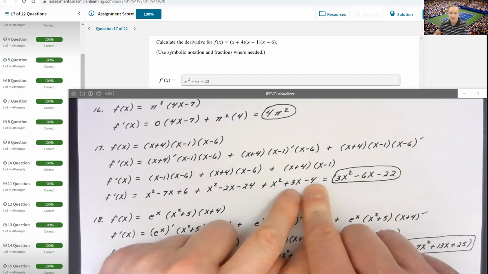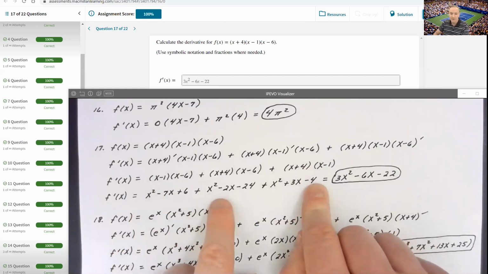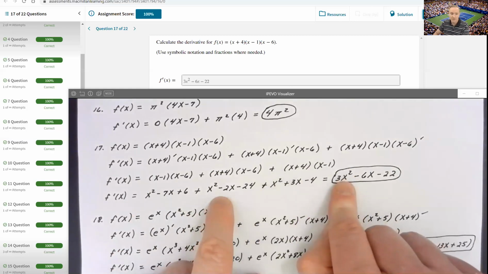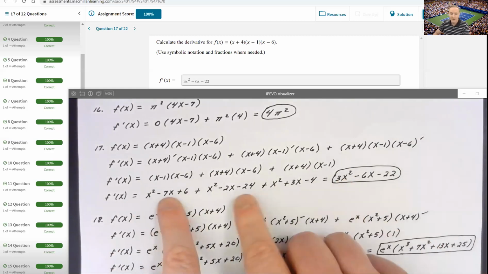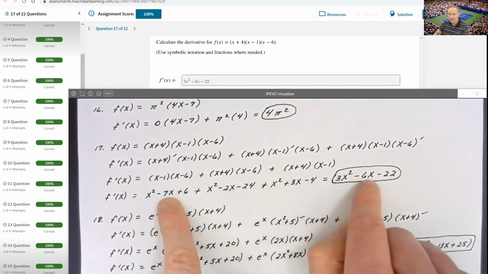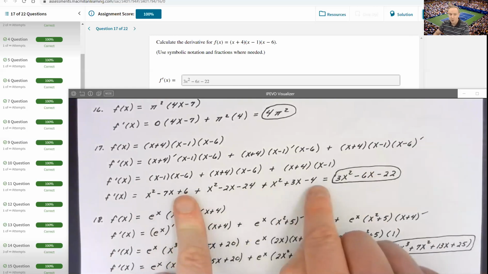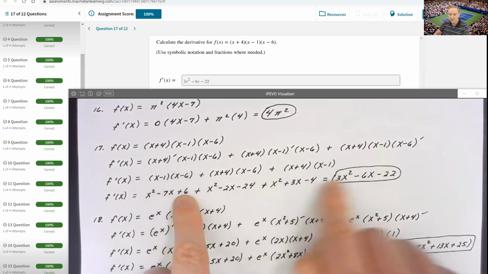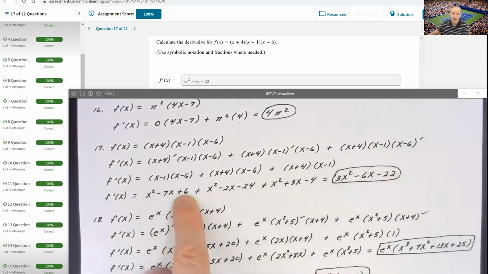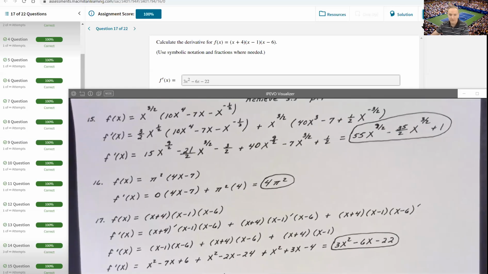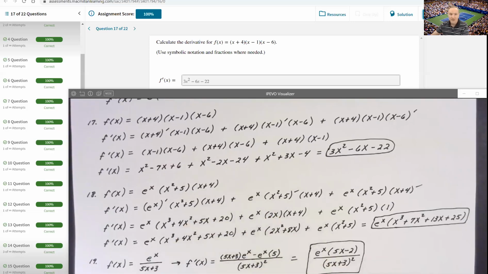At that point, just collecting like terms, x squared plus x squared plus x squared is 3x squared. We have minus 7x minus 2x for minus 9x, plus 3x gives us minus 6x. And then for the constant, I would have negative 24 plus 6 minus 4, which gives me negative 22. And you can see yet again, Achieved liked that answer. But again, it should not have liked my answer for 15. That one's still bugging me.